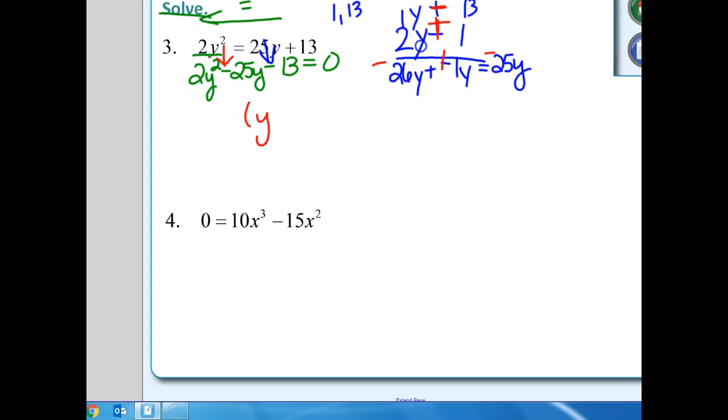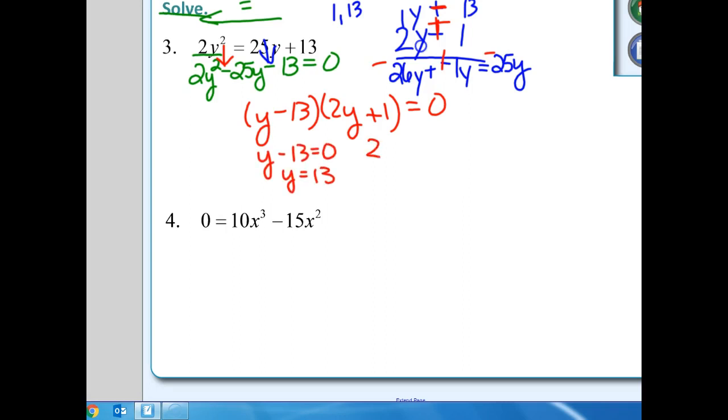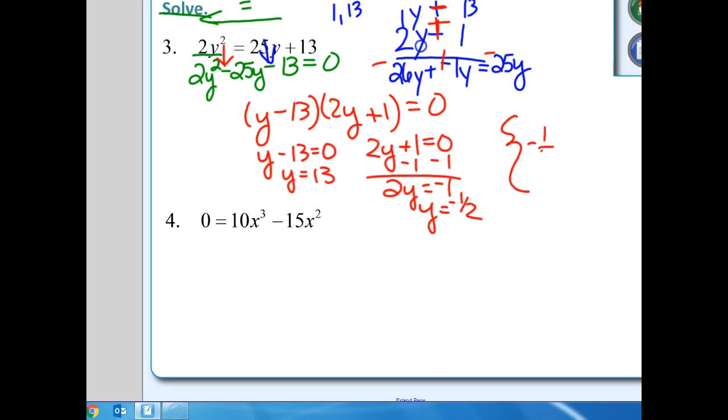So now we've got y minus 13, 2y plus 1 equals 0. If the whole thing equals 0, so now I got y minus 13 equals 0, so y equals 13. And then over here we've got 2y plus 1 equals 0. Remember, we're going to subtract that 1, so 2y equals negative 1, and y equals negative 1/2. So set builder then, we've got negative 1/2 and positive 13.